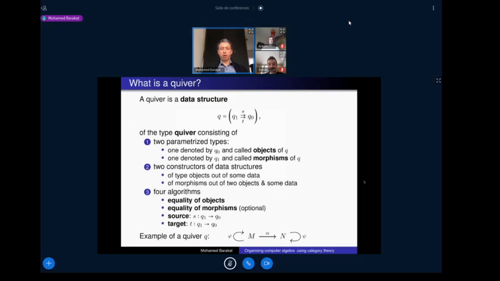Here is an example of a quiver. As I just mentioned, it's just a directed graph that can also have loops and can also have multiple arrows. I just drew one arrow between every object. So here is already our first worksheet.